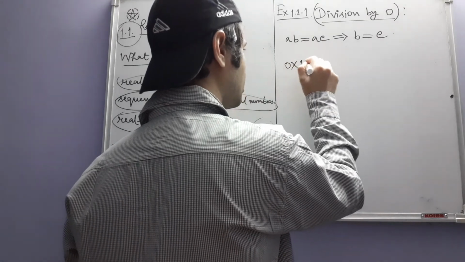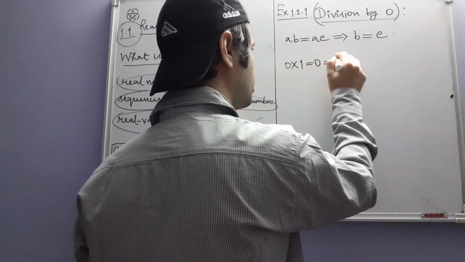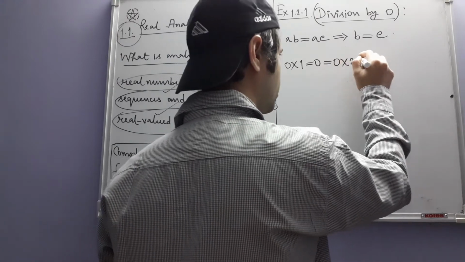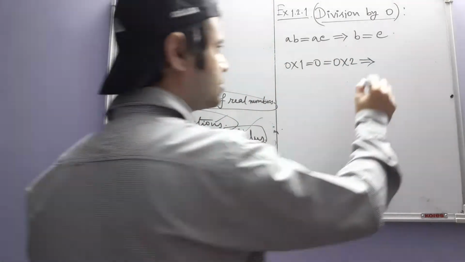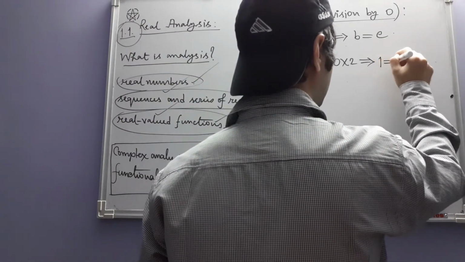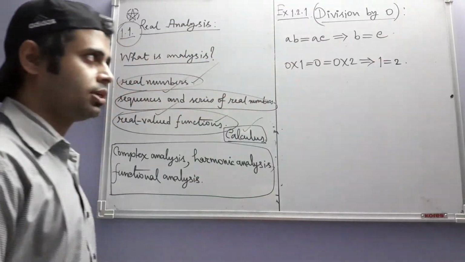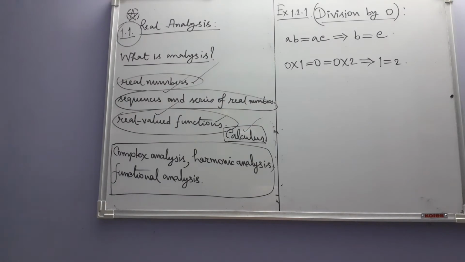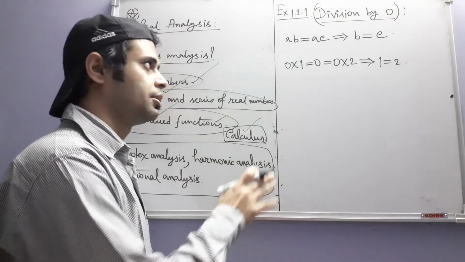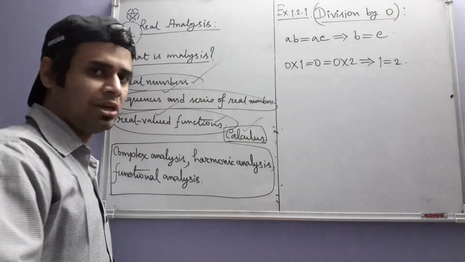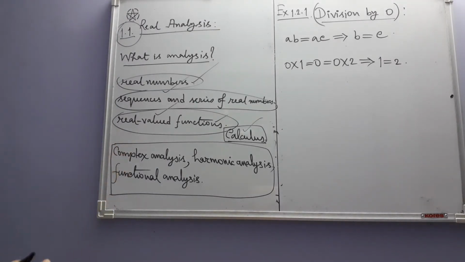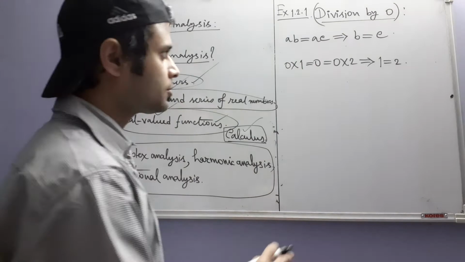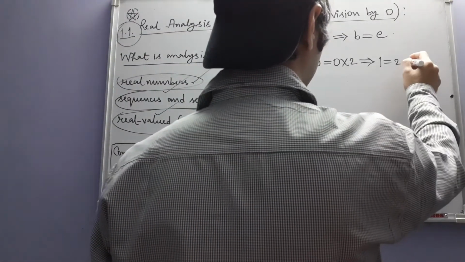0 times 1 is 0, 0 times 2 is also 0. Now if you cancel 0 from both sides, then you get this absurdity that 1 is equal to 2. So if division by 0 is allowed, then the cancellation law breaks down. Many other things break down, but this is one of the first consequences that we have. So division by 0 is not possible.